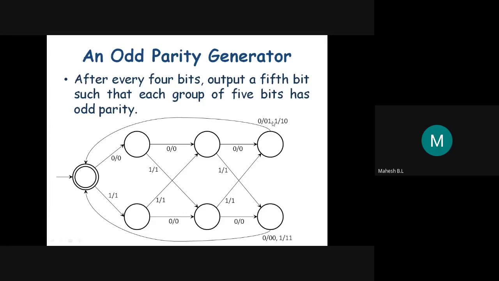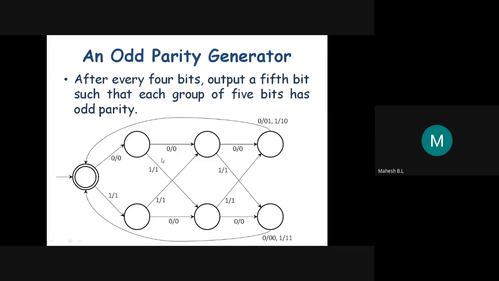If it is 1, we generate 1, 0. So we generate the output such that every group of 5 bits has odd parity. See here, 0, 0, 0, 0 is the input. What is the output? 0, 0, 0, 0, 1. So the 5 bits are such that there is only one 1, so the parity is odd.